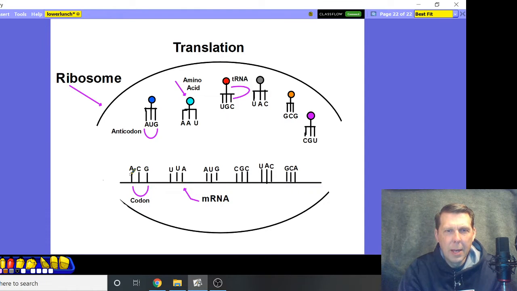Okay, so A, C, G. On the original DNA, this must have been a T, a G, and a C. And that made a codon that coded for this.